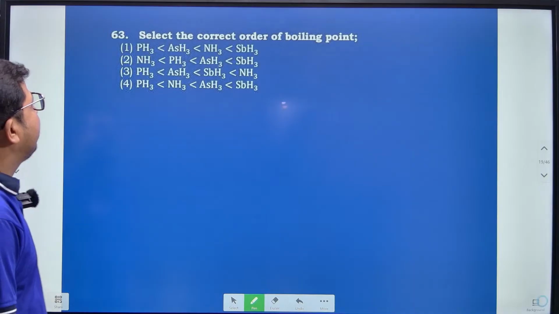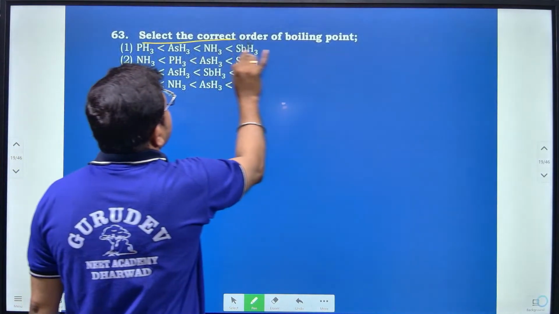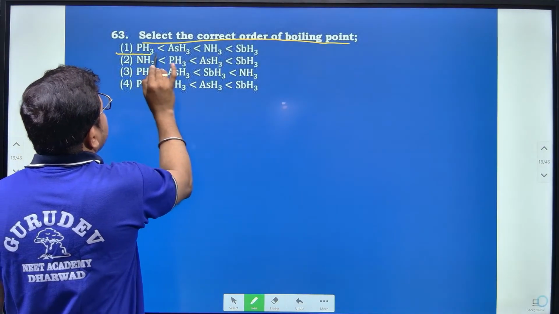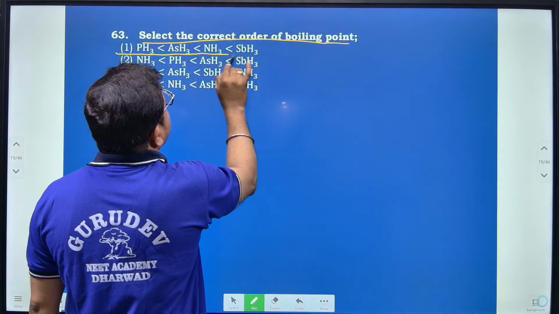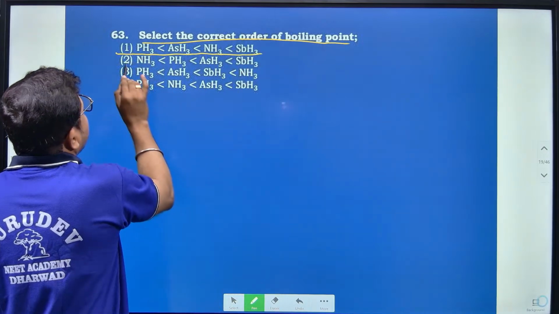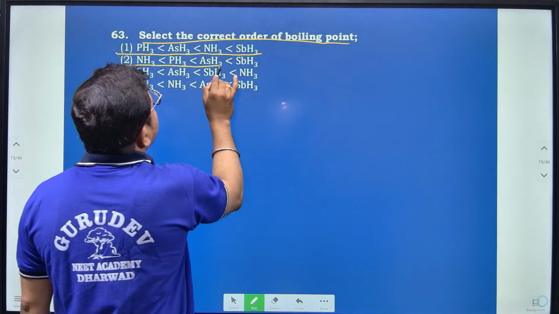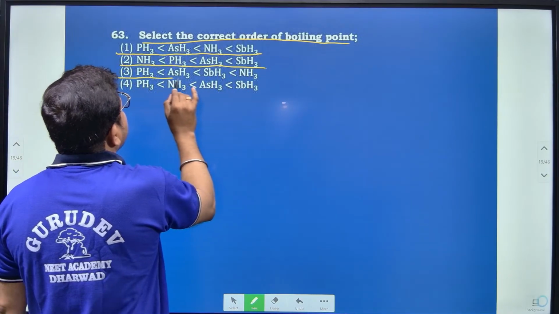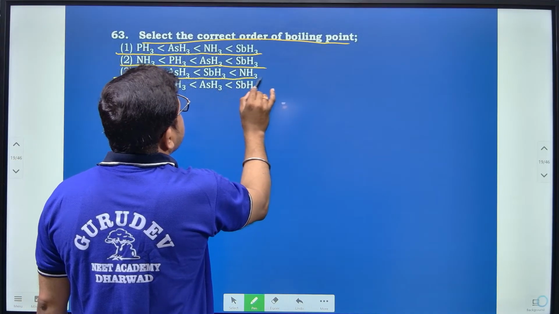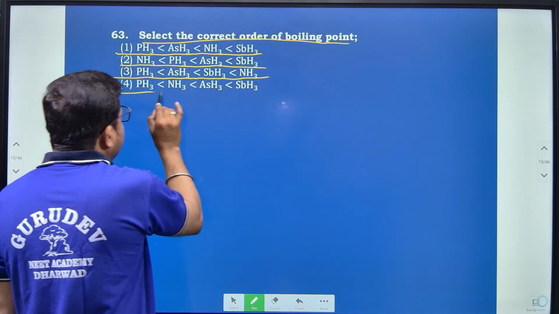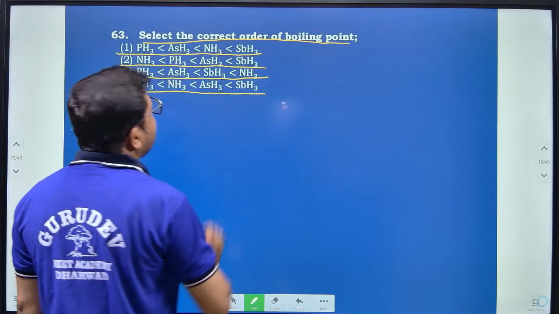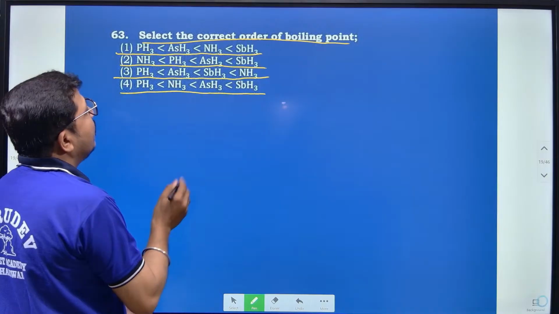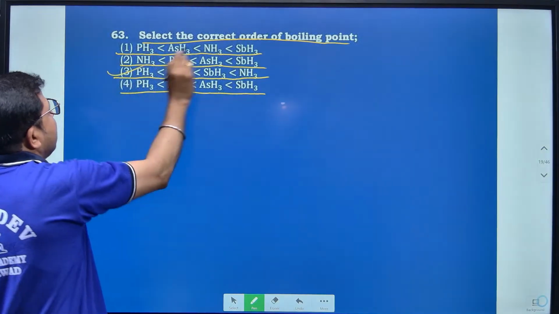And 63. Look at here. Select the correct order of the boiling point. First option, PH3 less than AsH3 less than SbH3 and NH3 less than PH3 less than AsH3 less than SbH3, and here PH3 less than AsH3 less than SbH3 less than NH3 and PH3 less than NH3 less than AsH3 less than SbH3. But the correct boiling point order is option number 3.